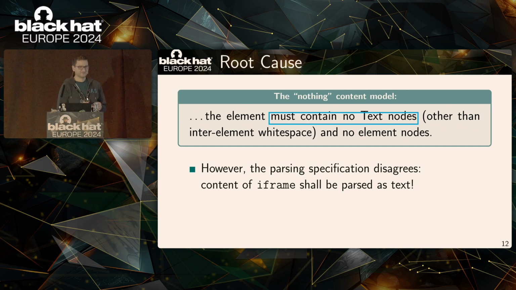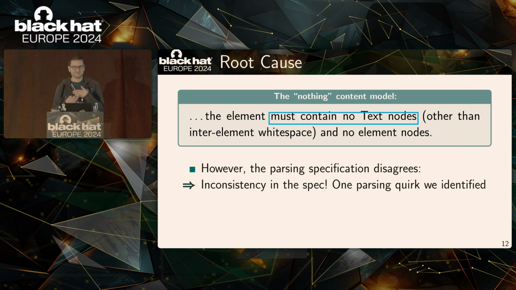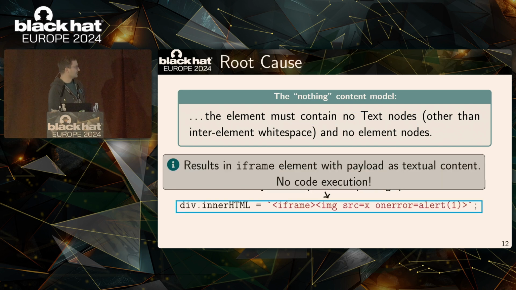However, if you look at the parsing specification, it completely disagrees and says, yeah, content of iframe shall be parsed as text. Okay, that's not great. It's an inconsistency in the specification, which is one of the lot of issues we identified. And if you test it out, you see this will result in an iframe element where the payload is a text node under iframe, exactly like the parsing specification says. It's simply the element specification being wrong.